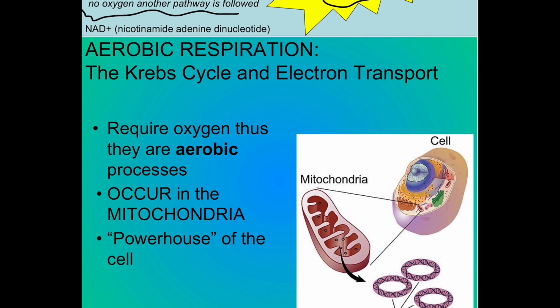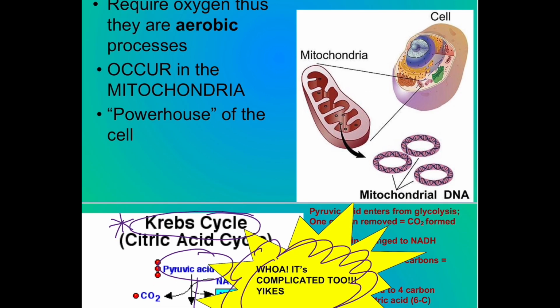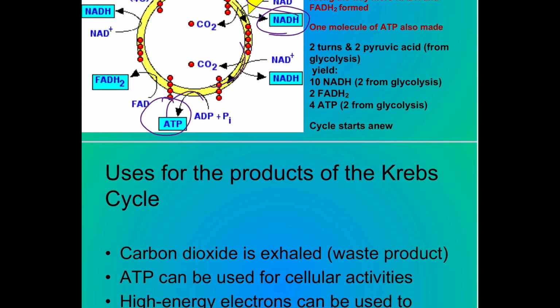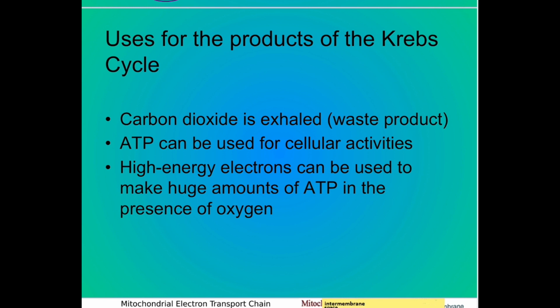So there are two steps to that aerobic respiration, the Krebs cycle and the electron transport chain. You don't need to know all the steps, but what you do need to know, besides the Krebs cycle being that first step of aerobic respiration, is that one of the waste products is carbon dioxide being exhaled. That's being removed. That is a product, but it is a waste product of this process.